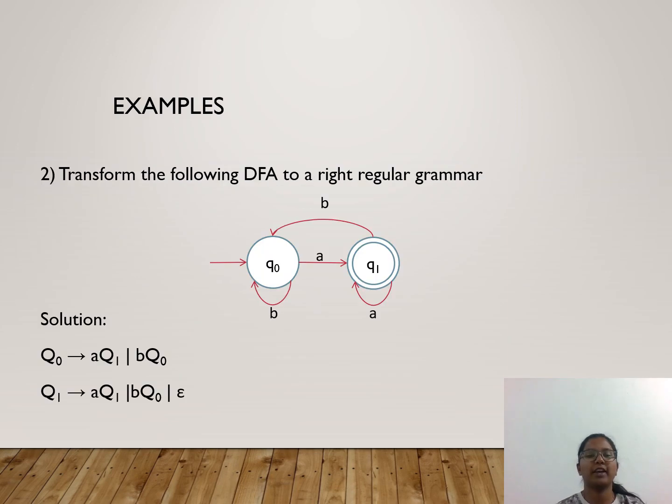Now let us see an example of transforming a DFA to a right regular grammar. On inputting small a to Q0 we reach the final state Q1, and on inputting small a to Q1 we reach the final state Q1. On inputting b to Q1 we reach Q0, and on inputting b to Q0 we reach Q0. We can find the solution that Q0 tends to small a Q1 or small b Q0, and Q1 tends to small a Q1 or small b Q0 or epsilon.